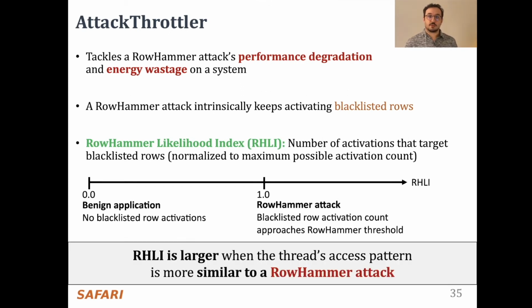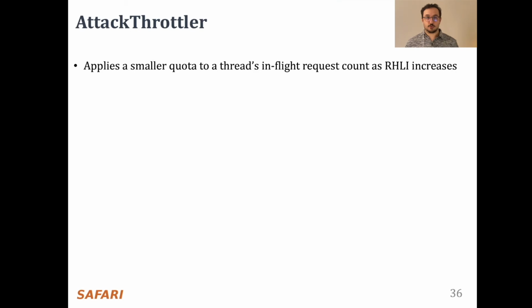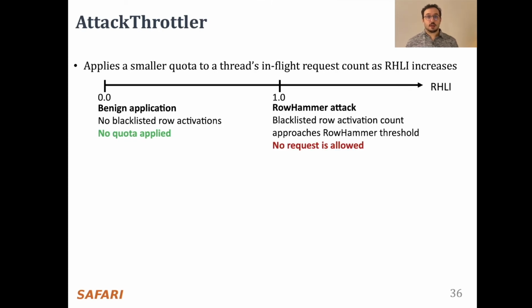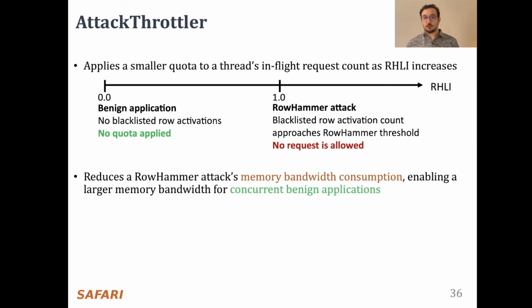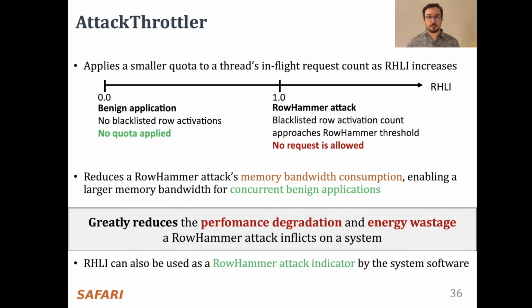RHLI of a thread increases when the thread behaves more similarly to a RowHammer attack. Attack Throttler applies a smaller quota on a thread's in-flight request count as RHLI increases. If RHLI is 0, no quota is applied as the thread is benign. And when RHLI reaches 1, no request is allowed as the thread performs a RowHammer attack. Through this throttling, Attack Throttler reduces a thread's memory bandwidth consumption proportional to its similarity to a RowHammer attack, and therefore it frees up memory bandwidth for concurrent benign applications. By doing so, Attack Throttler greatly reduces the performance degradation and energy wastage a RowHammer attack inflicts on the system. Alternatively, RHLI can also be used as a RowHammer attack indicator by the system software for software-level countermeasures.